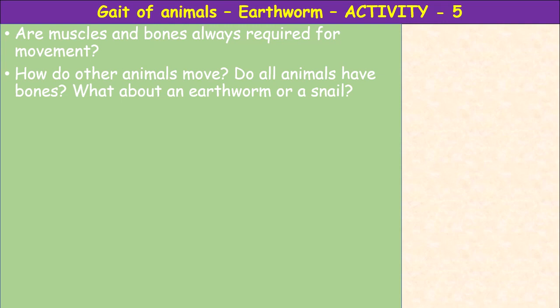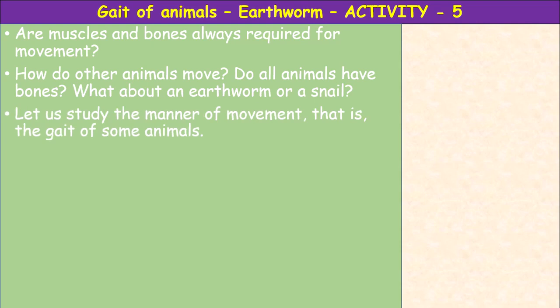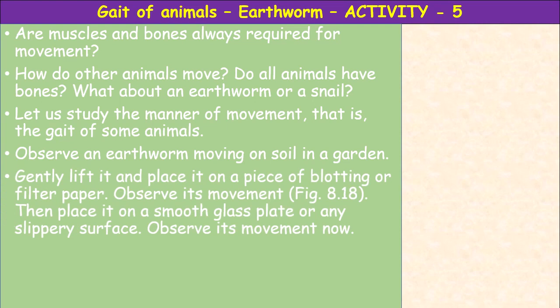So what about animals like earthworm or a snail? Is there any bones? No. Let us study the manner of movement, that is the gait of some animals. Gait means the manner of movement. Observe an earthworm moving on a soil in a garden. Gently lift it and place it on a piece of blotting or filter paper. Observe its movement.